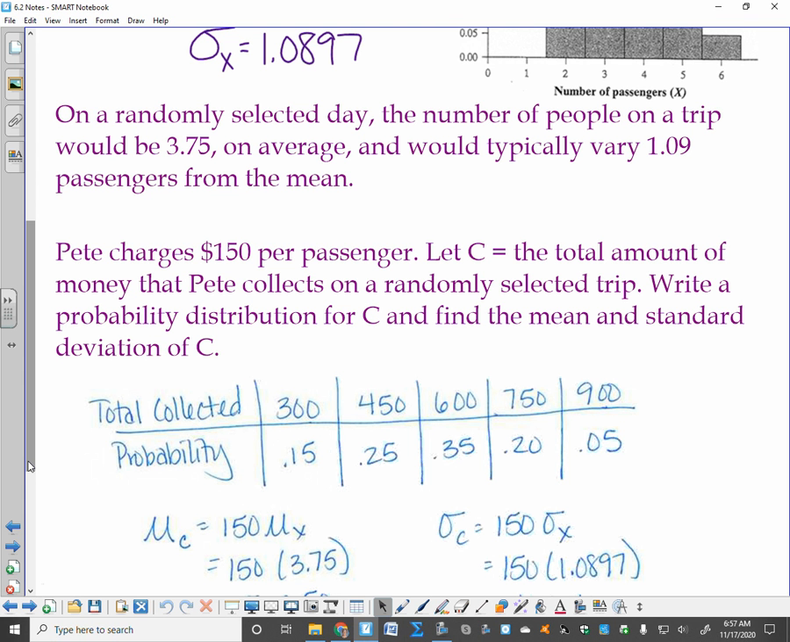All right, so in my chart, I have total collected. You could just have a big fat letter C. And I'm not going to start with $150 because he's not going to go for one person. He's only going to go for 2 people. So that's 300 all the way up to 6 people, and 6 times 150 is 900. The probability that he's going to get that much money is the same as the probability of the number of people that are going to come. So if there's a 15% chance that he could have 2 people, then there's a 15% chance he's going to bring in $300. So this is C, total money collected, and its probability. So this is a probability model.